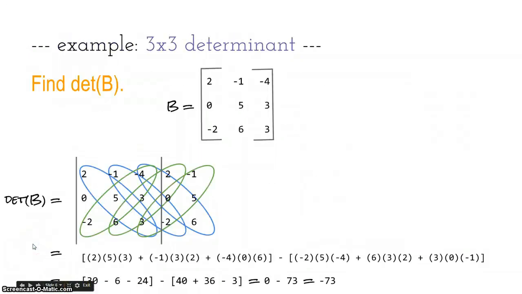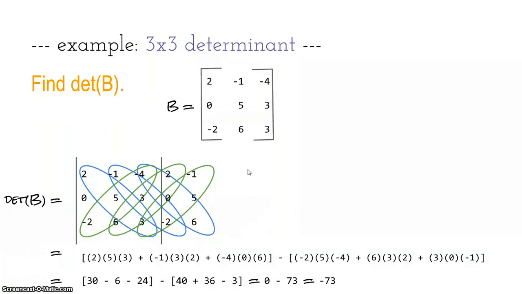Oh, crap. Okay, here we go. So if you look at how we're doing the calculations here, you can see that 2 times 5 times 3, plus the negative 1 times 3 times 2, plus the negative 4 times 0 times 6, all is in that first set of brackets, because that's all of the down diagonals. Down, down, down, up, up, up. Okay. So we ended up with 30 minus 6 minus 24, or 30 plus negative 6 plus negative 24. Okay. Kind of cool, that works out to be 0.